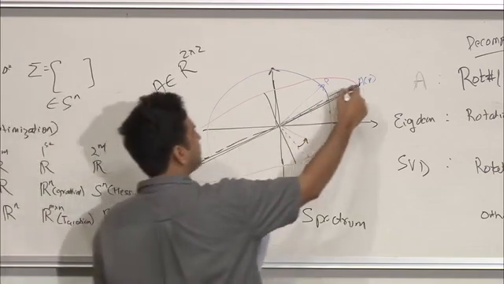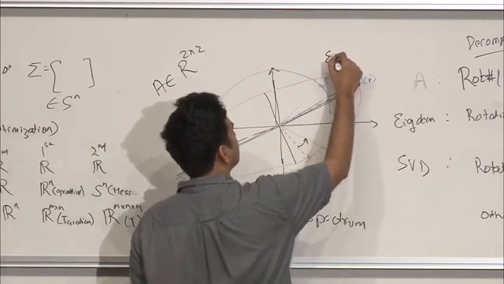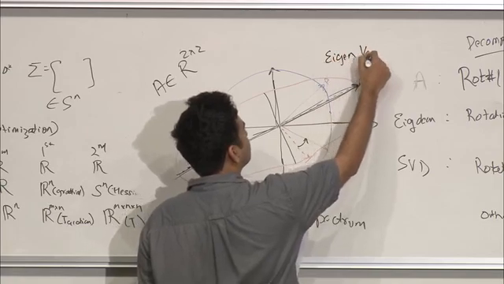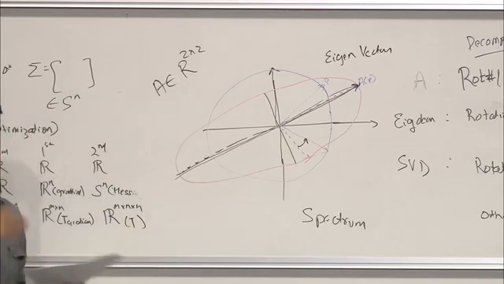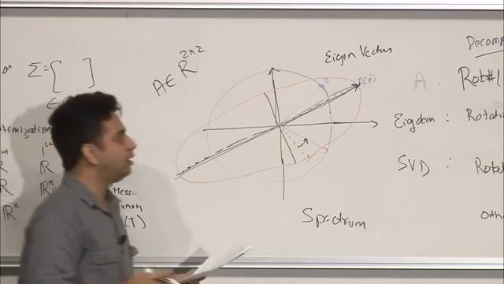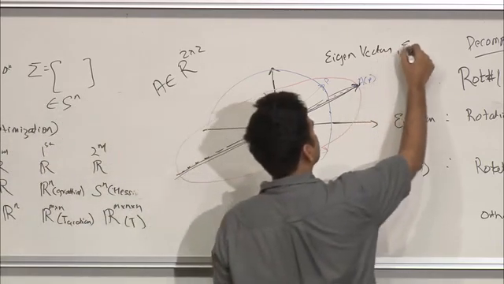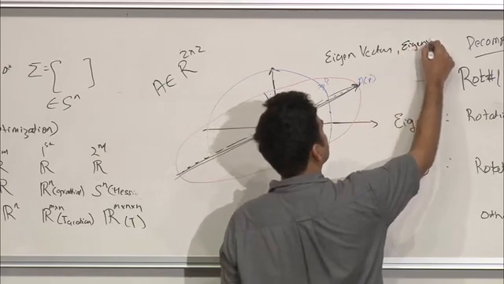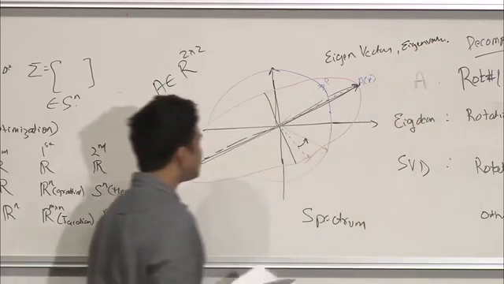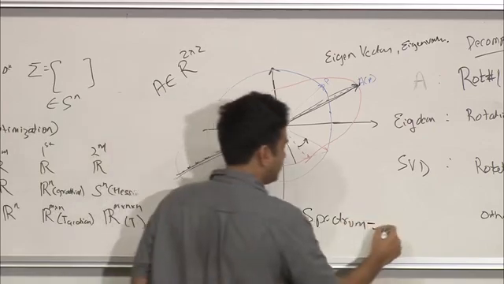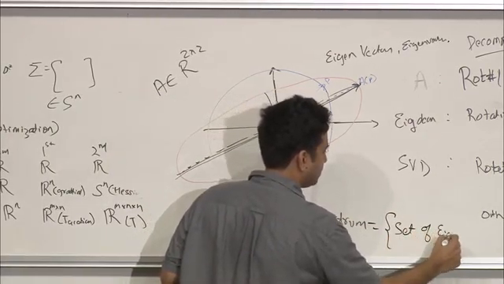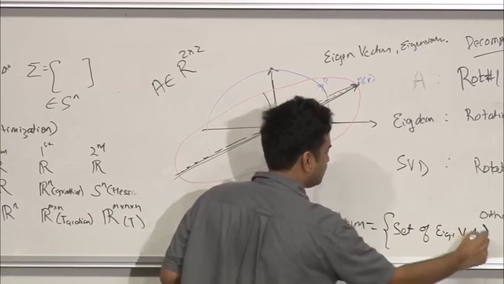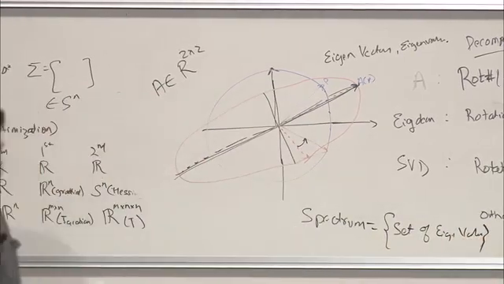So these axes are called the eigenvectors. And the amount that you scaled, it could be more than 1 or less than 1, those are the eigenvalues. Right? And the spectrum is the set of all eigenvalues.